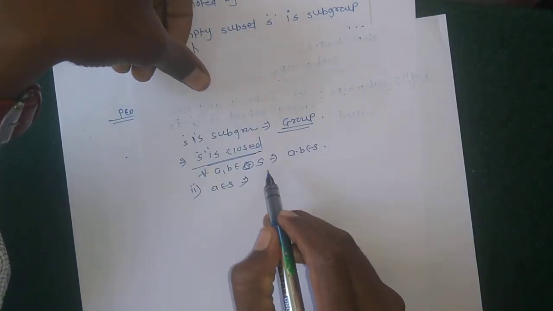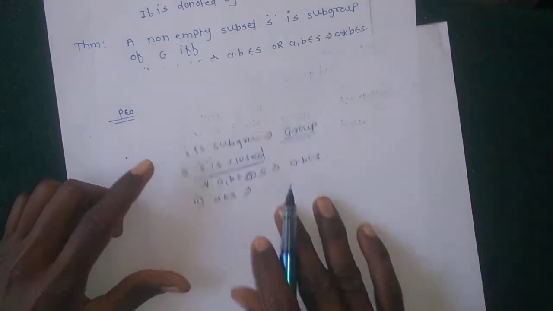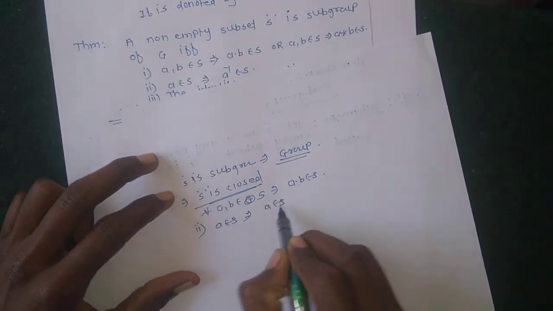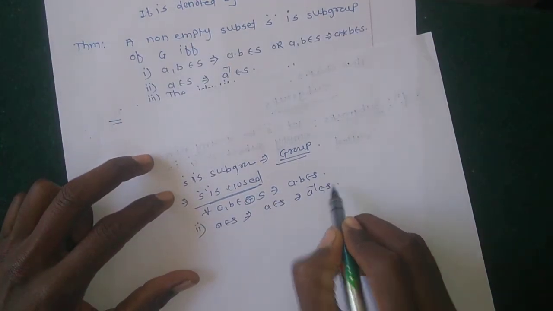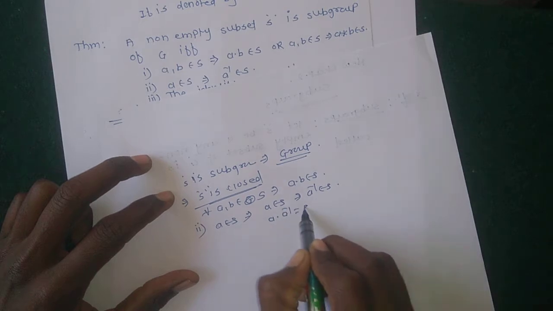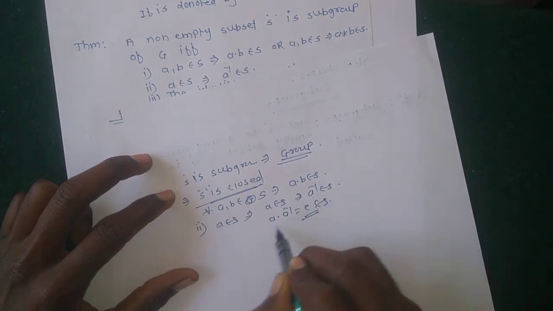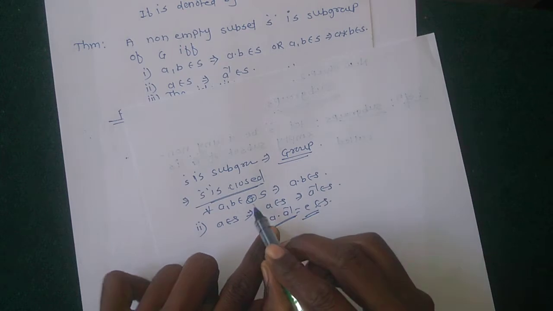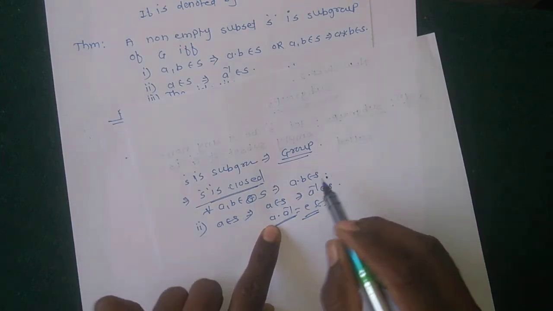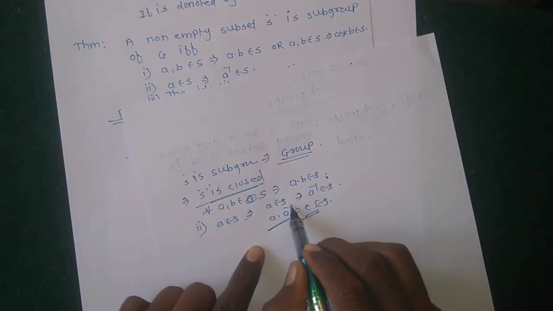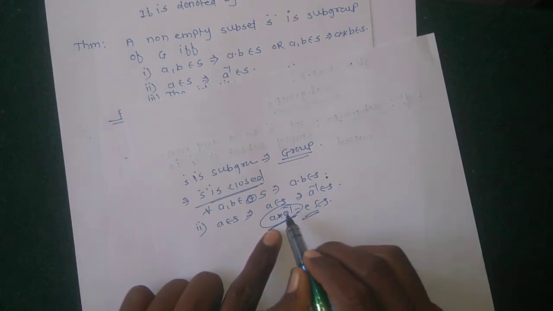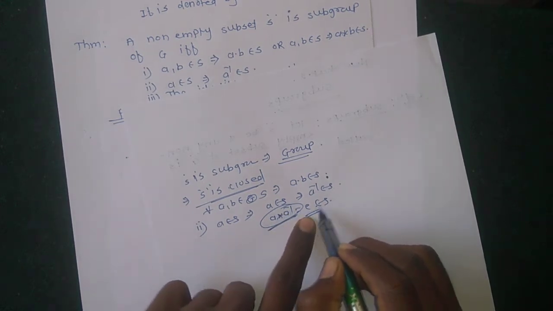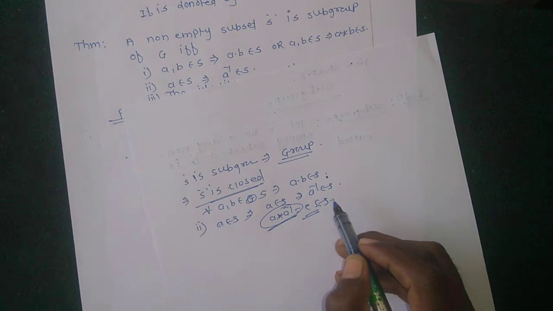G is a group. Okay, which implies that A belongs to S, which implies that A inverse also belongs to S, meaning A into A inverse equal to identity also belongs to S. Here A belongs to S and A inverse belongs to S. When the binary operation is applied on these two elements, the value is identity, and identity also belongs to S because the identity element is unique.